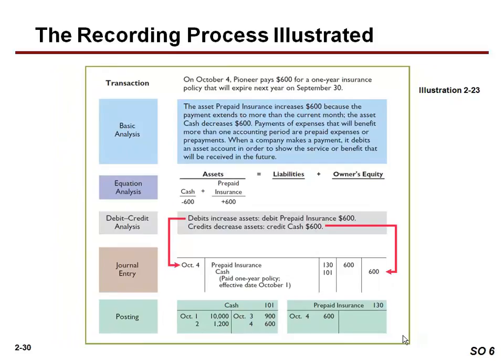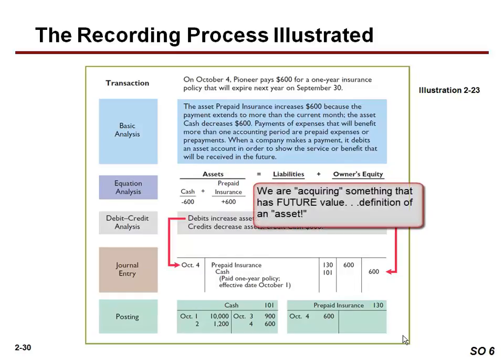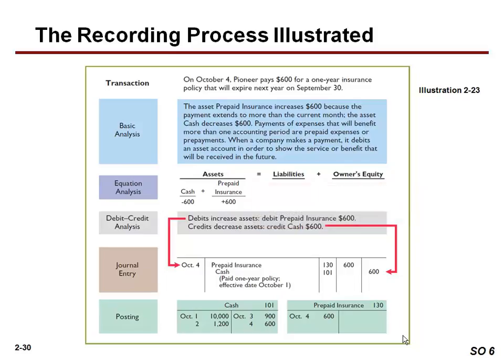Here's an example of the company paying $600 for a one-year insurance policy that will expire on September of the next year. The fact that we're prepaying our insurance means that all the insurance periods covered are not yet lapsed or expired, and so therefore we're acquiring an asset. We're going to decrease cash, and we're going to increase another asset called prepaid insurance.